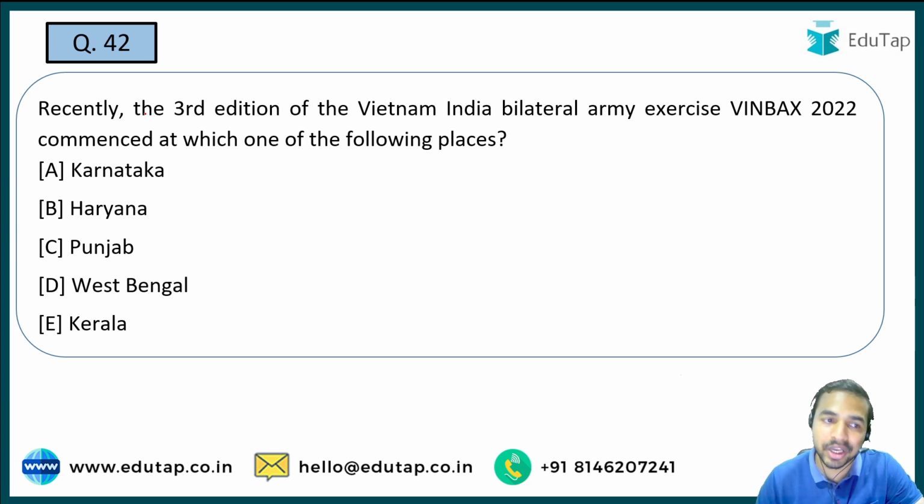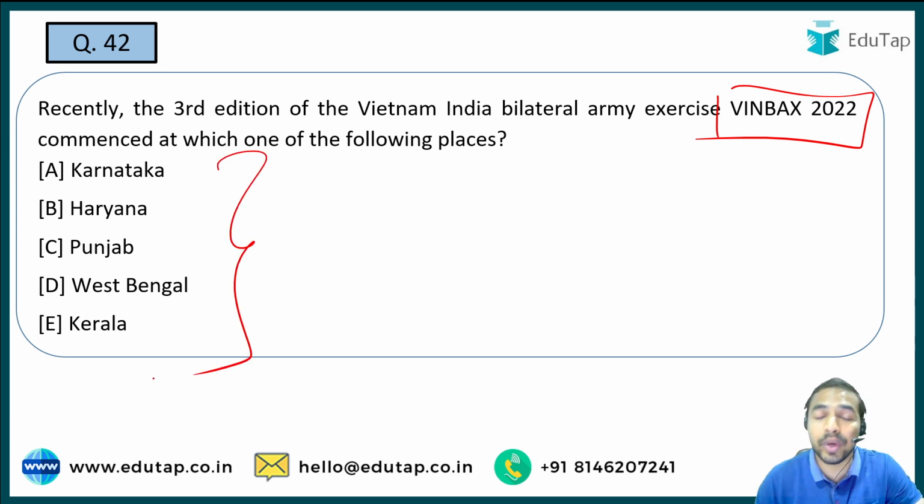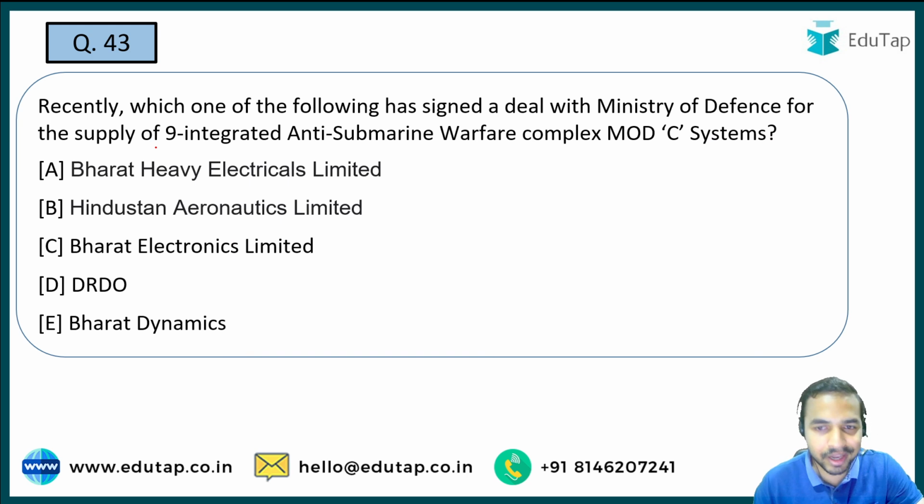The next question is on the WinBEX 2022, a bilateral army exercise between India and Vietnam. You are required to tell me the state, the place where this particular exercise was held recently. So guys, here the right answer to the question is Chandi Mandir, which is located in Haryana, where this particular exercise was held. ठीक है जी. So option B is the right answer to this question, that is Haryana. Let's move on to the next question.